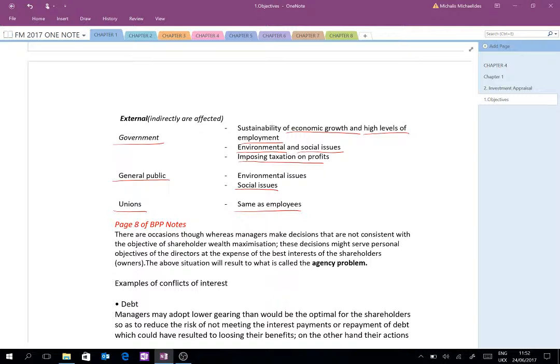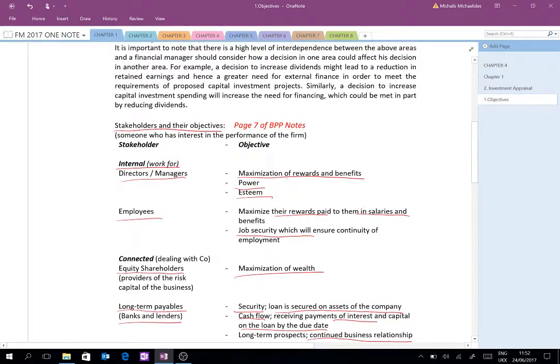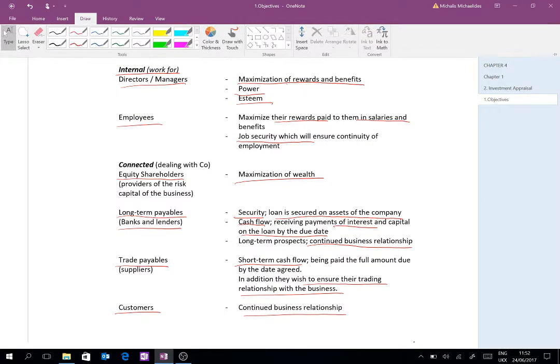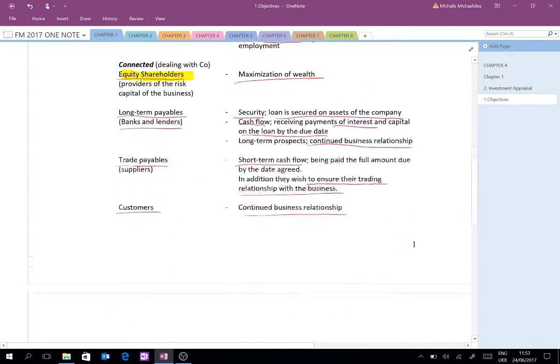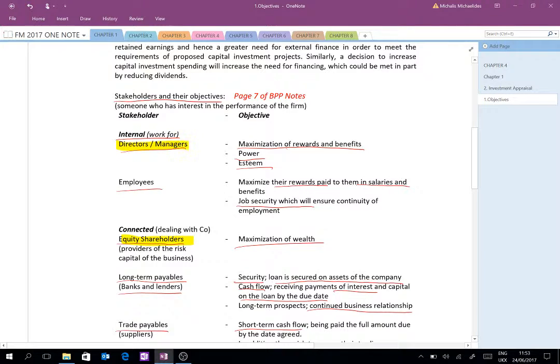And of course, there are two stakeholders that we need to examine in more detail. And these actually are the owners, all right, the owners. These are the equity holders, okay, these are the shareholders, and the directors, managers. So we need to examine those in more detail. So let's look at this.